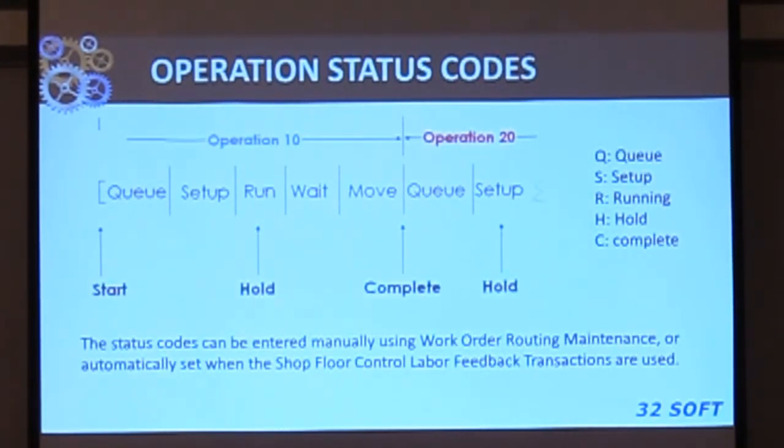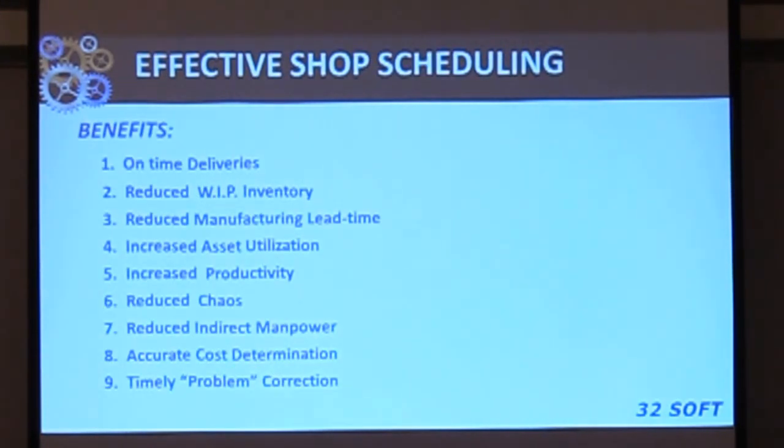There are operation status codes that you can use, and you can do this either in 16.13.13, work order routing maintenance, or you can automatically set it if you use those 16.20.1, 2, and 3 labor feedback transactions.